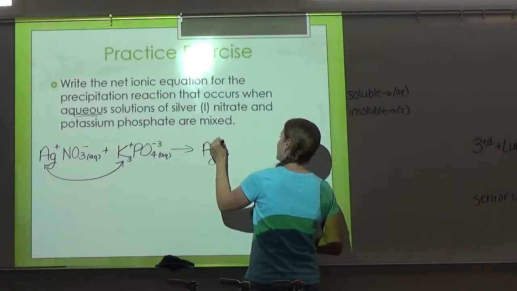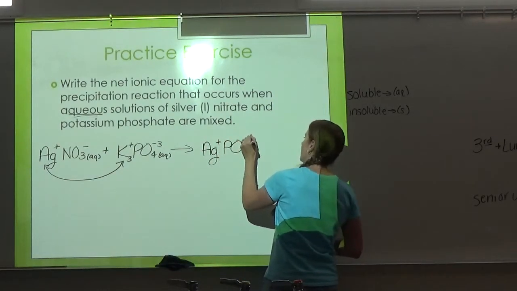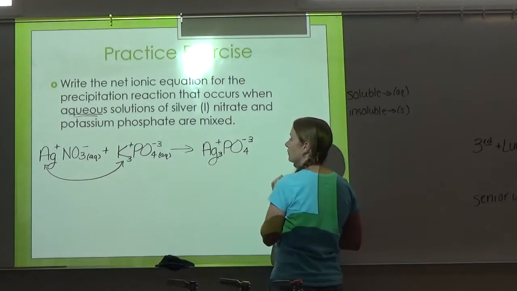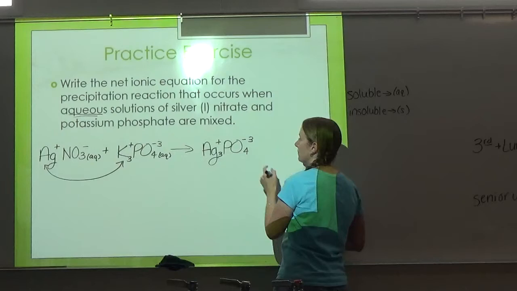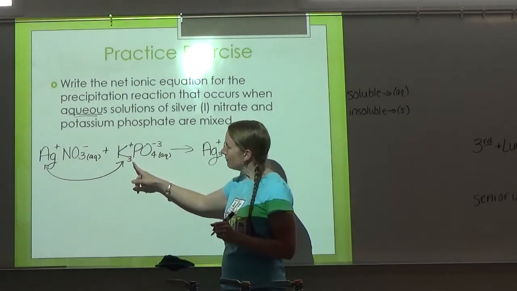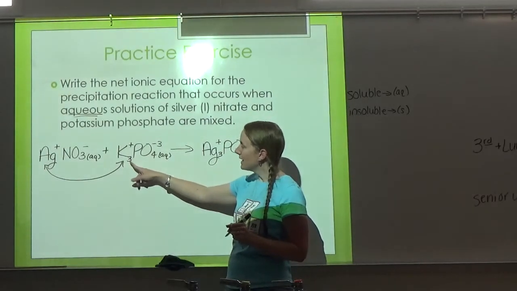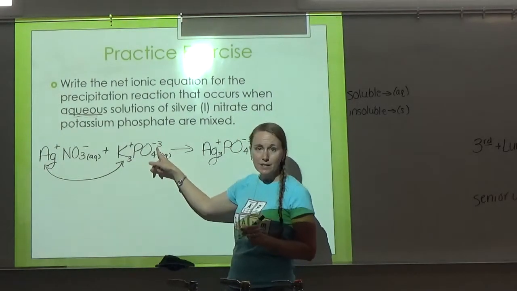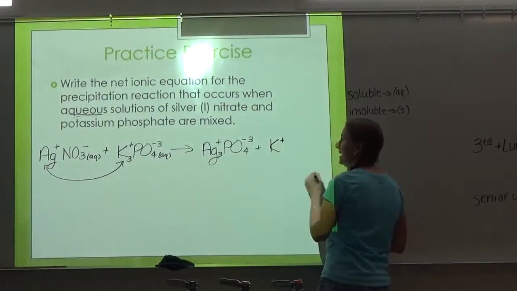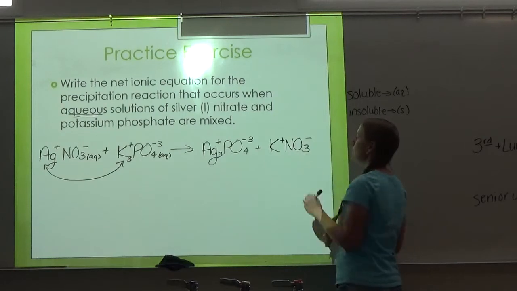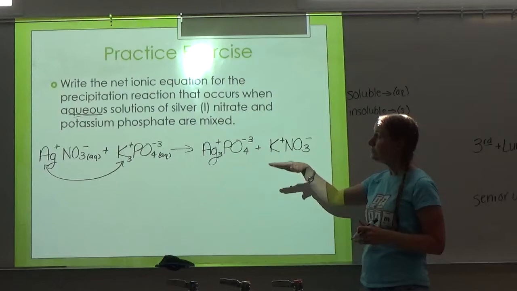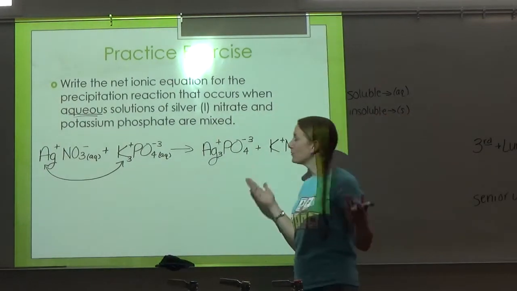So I have Ag positive, PO4 negative 3. And of course I put Ag first because positive is always listed first. So I need 3 silvers to cancel out my negative 3 charge. And now K is going to bond with NO3. However, K only has this 3 because it was bonded with phosphate. It's not bonded with phosphate anymore. So I'm just going to bring over 1 K and an NO3. So see, when it bonds with NO3, it doesn't need a subscript. I'll fix the fact that there were 3 on that side and there weren't this side when I balance.